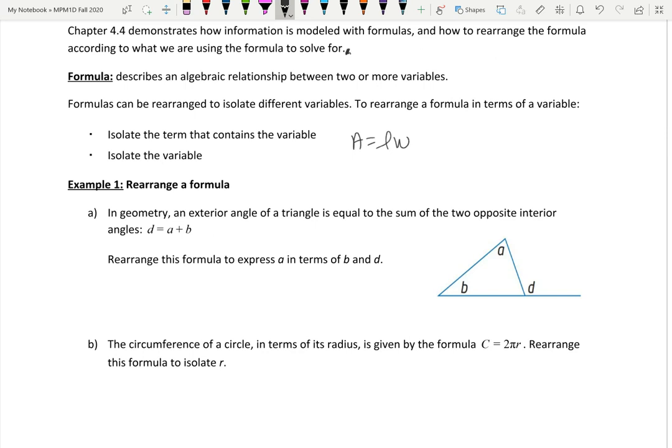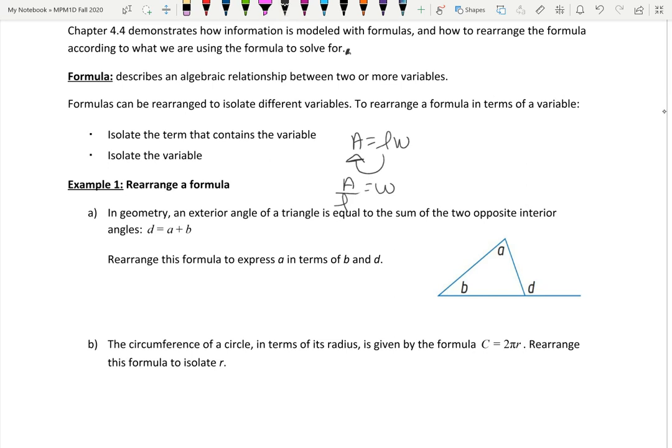But this formula is arranged to isolate for A. So we have to rearrange this formula sometimes in order to isolate for our unknown. So if we didn't know what, let's say, width was, then we have to move our length over to the other side, which then would be A divided by L is equal to W. Okay, so rearranging formulas, this is exactly what it is.